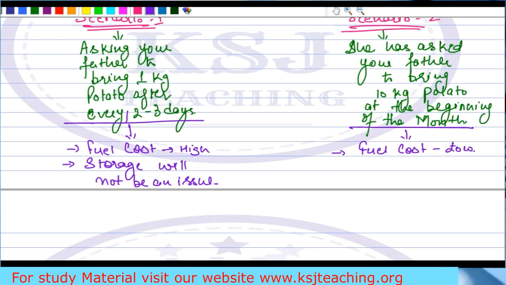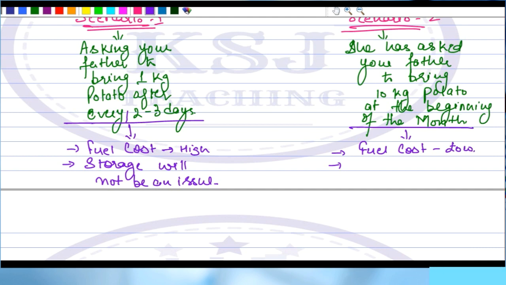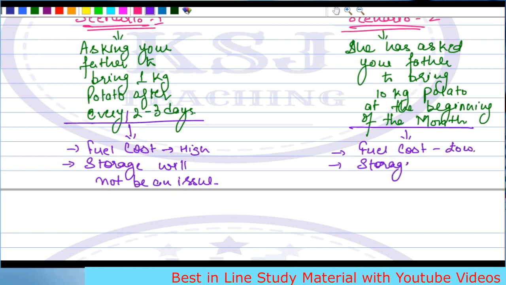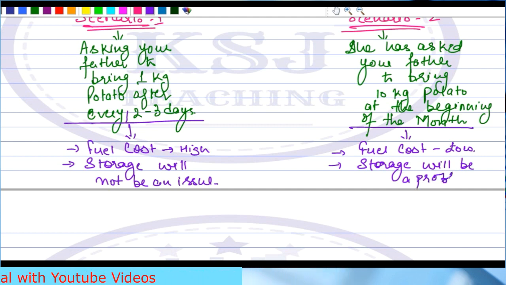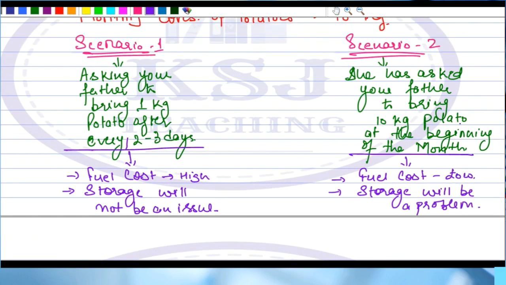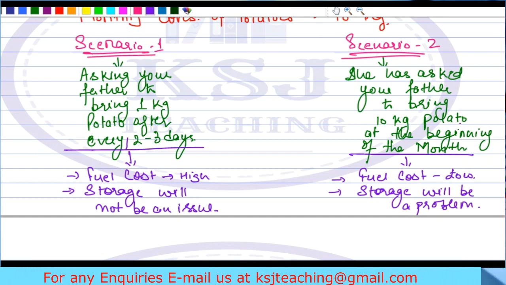Clear? On the other hand, your mother will face the storage problem. Your father will bring 10 kg potato at home. Now, your mother is in a dilemma. How to store this 10 kg? Where to store this 10 kg? Storage will be a problem, right? Now, can you see the two scenarios? Try to analyze the two scenarios. In the first scenario, fuel cost is high and the storage is not an issue. In the second scenario, fuel cost is low, but the storage is a problem, right?